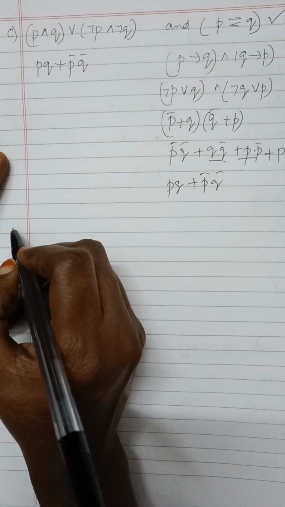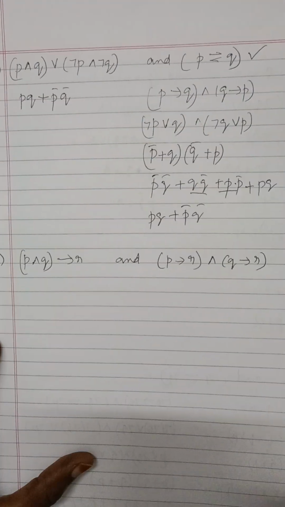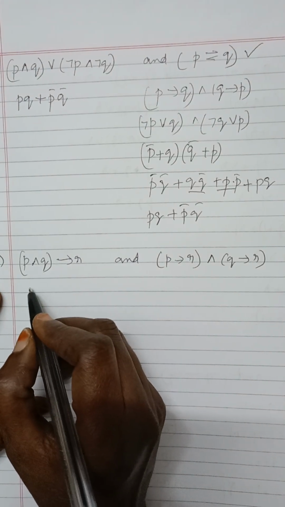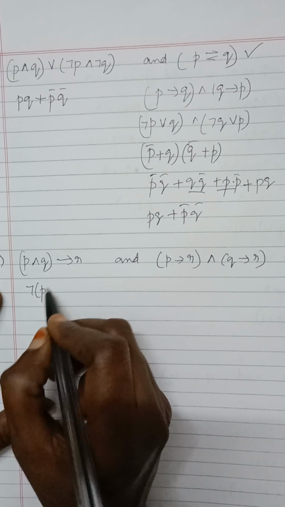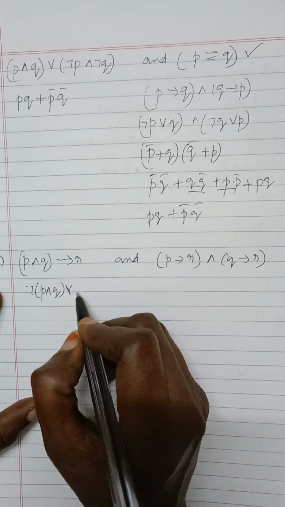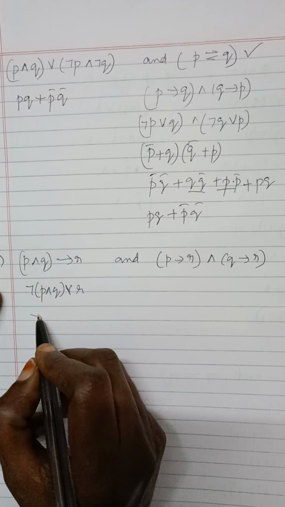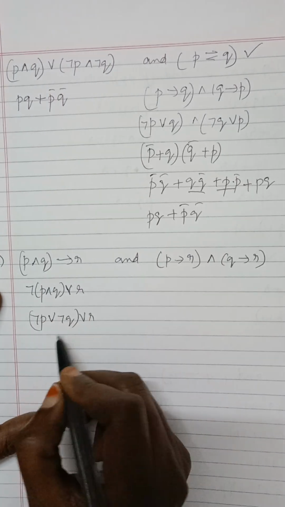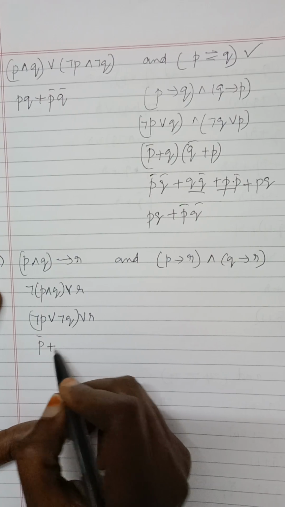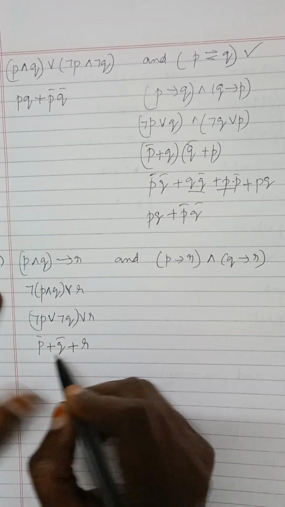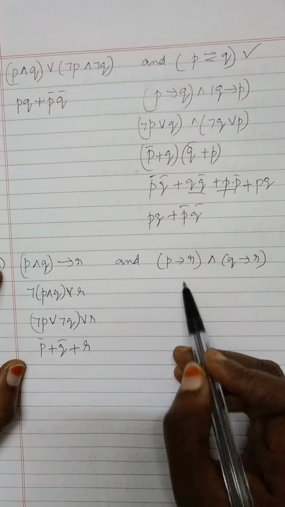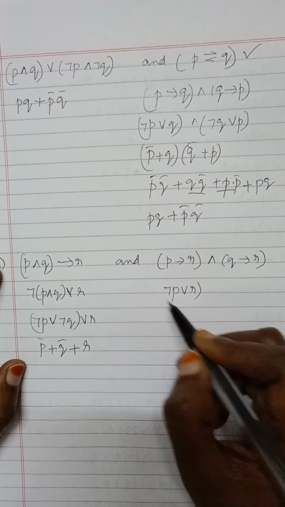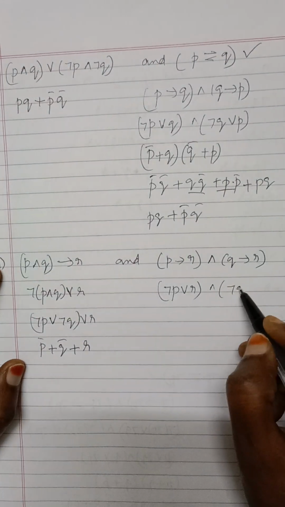Now let's see the last one. Take the left hand side. So (p and q) tends to R means not of (p and q) or R. So not of (p and q) means not p or not q, or R. So what is this value? p bar plus q bar plus R. So this is the left hand side value. What is the right hand side value? p tends to R, so it will be not p or R, and q tends to R means not q or R.